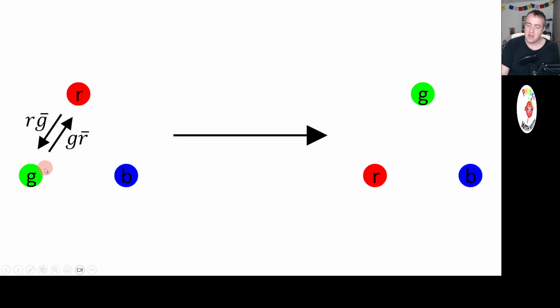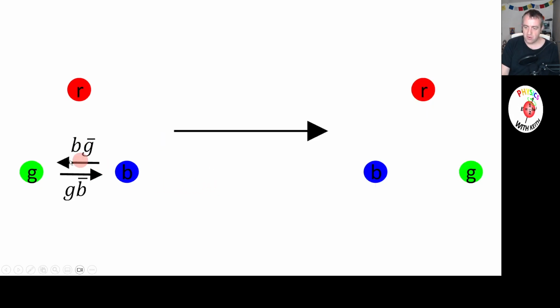Or we can follow the other process. The green quark can lose its greenness and also lose its anti-redness, thus becoming red. And the red quark can gain its anti-redness, which cancels the red, and also gain greenness, thus becoming green. So these are two processes as well.